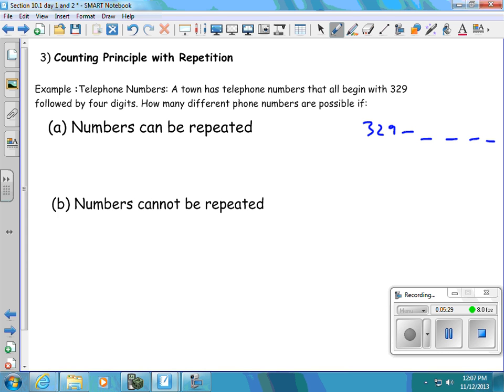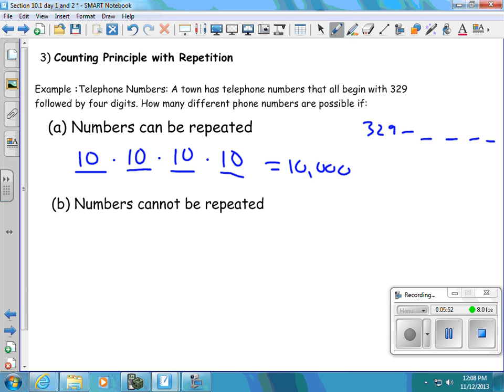So if we can repeat numbers for the first choice, how many numbers do we have? Well, there's 0 through 9. That's 10 numbers. And if I can repeat them, if I say I can get 5, 5, 5, 5, then I have 10 choices for each, or 10,000 total numbers.